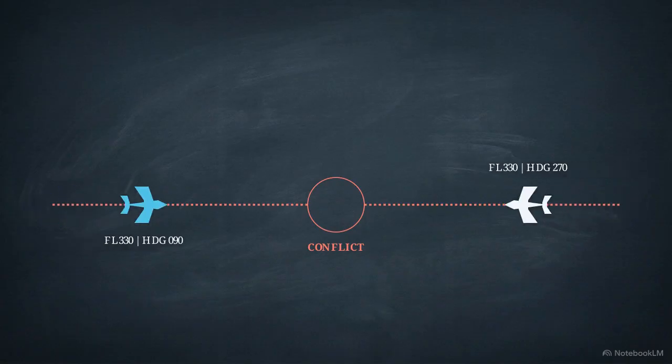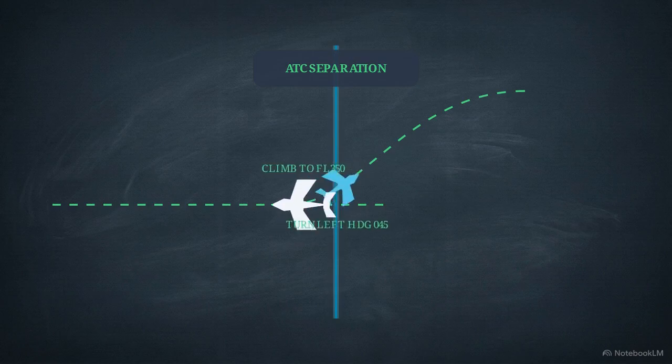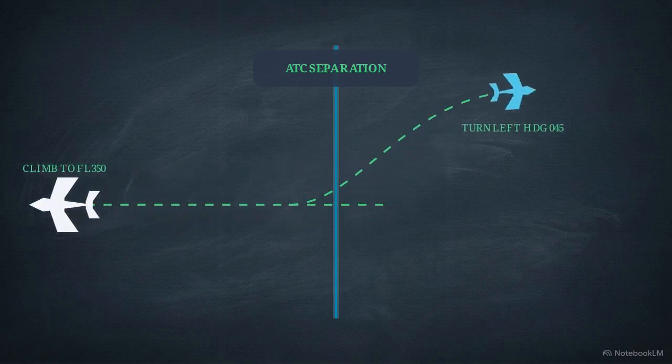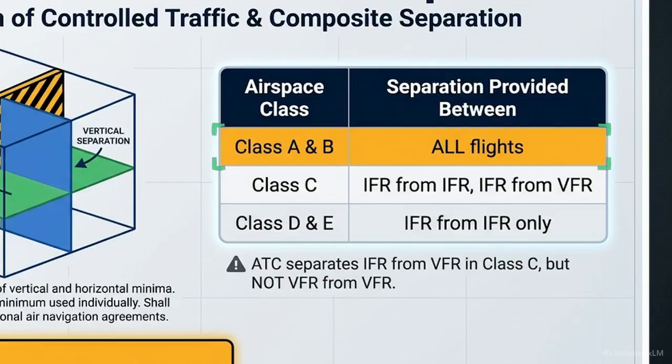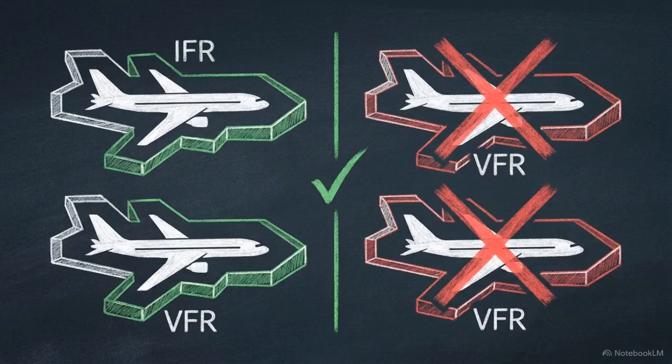To understand separation, we have to establish who is legally responsible for providing it. That responsibility is dictated by the general provisions of airspace classification. Looking at this table, we see the highest level of control in Class A and B airspace. Here, ATC provides standard separation between all flights, regardless of their flight rules. Now look at Class C. This is a common DGCA exam trap. ATC separates IFR from IFR and IFR from VFR. However, they explicitly do not provide separation between two VFR flights.